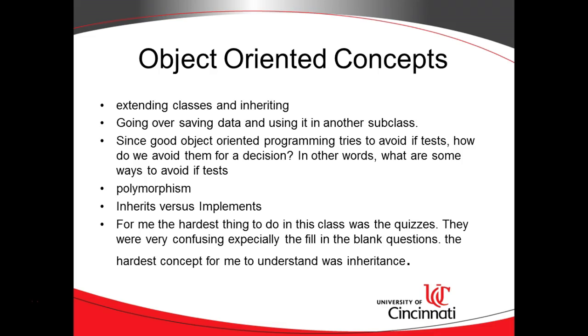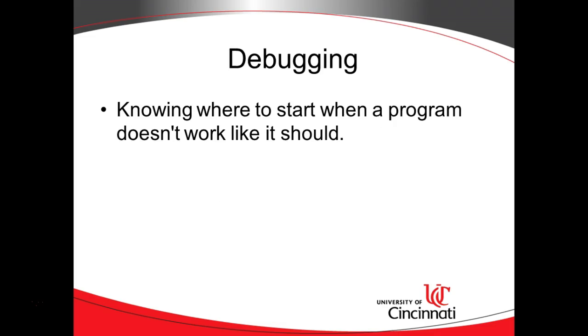Okay, now part two, the hardest concept for me to understand was inheritance. So except for that quiz question, all of these essentially are talking about the same thing, so we will tackle that once as object-oriented concepts. Now we went down to knowing where to start when a program doesn't work like it should.